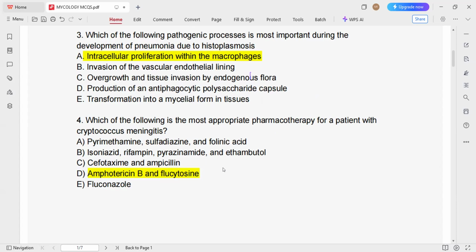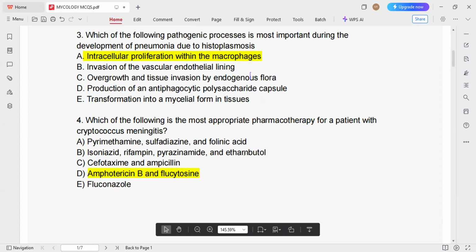Okay. You give that for a while, and after that, you give fluconazole as the maintenance phase. You usually give it for a whole year to clear out the Cryptococcus meningitis. So the answer here is amphotericin B and flucytosine. What about choice B? Isoniazid, rifampin, pyrazinamide, and ethambutol. Which organism is treated by those drugs? That's for TB. For TB, good.